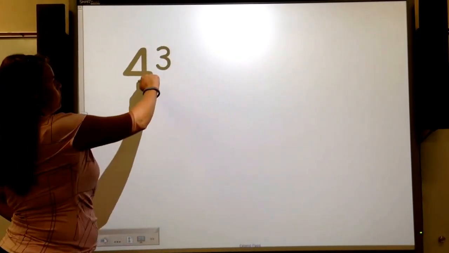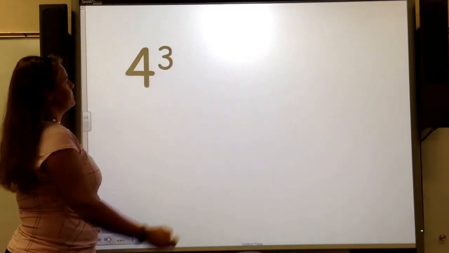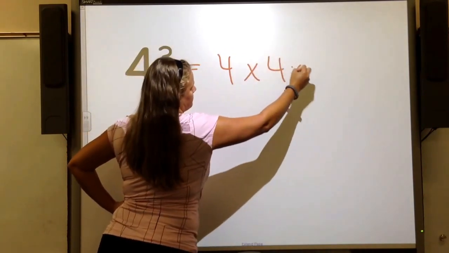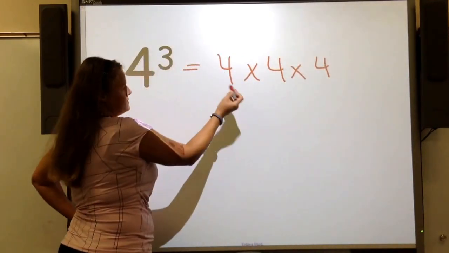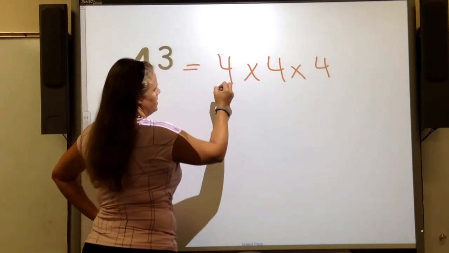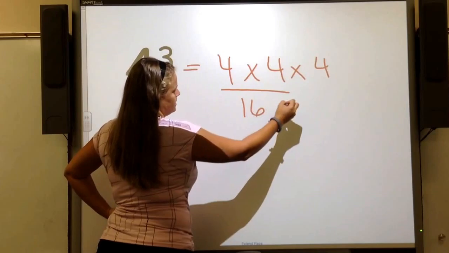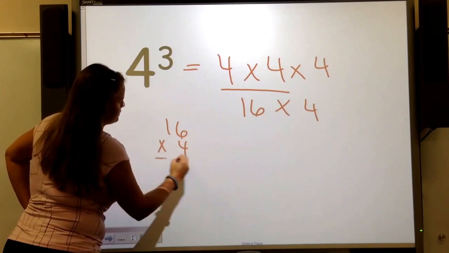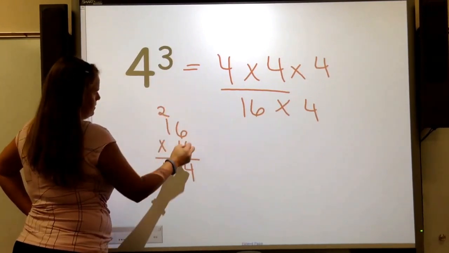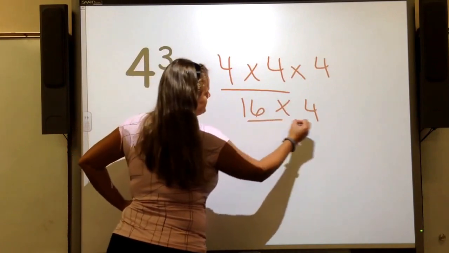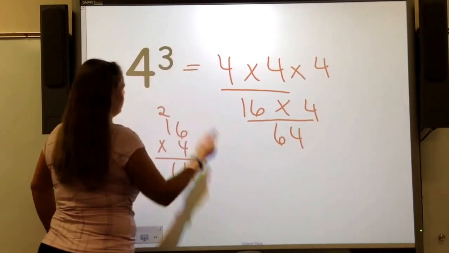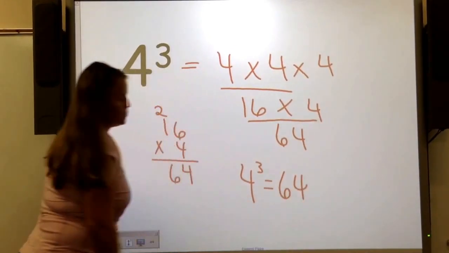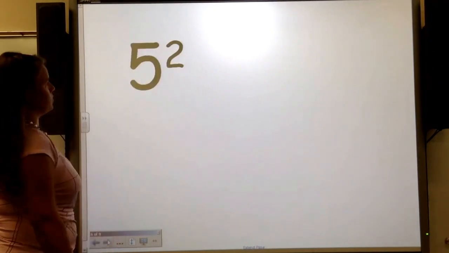Let's do another one. 4 to the 3rd power, or 4 cubed. It's the same as saying 4, 3 times itself. So 4 times 4 is 16. Bring down the rest of the problem, and here's where I'm going to have to do some scratch work because I don't know 16 times 4 in my head. And I find out that 16 times 4 is 64. So 4 to the 3rd power equals 64.